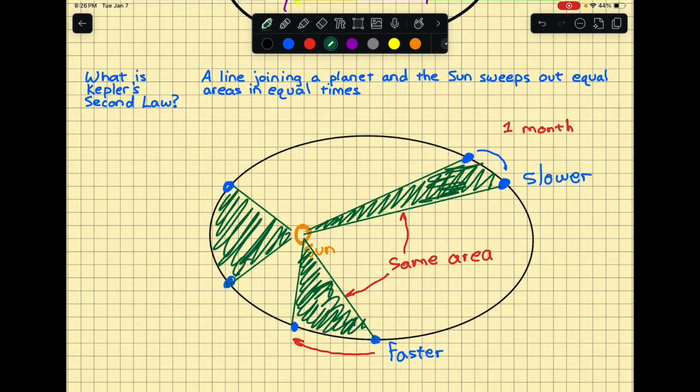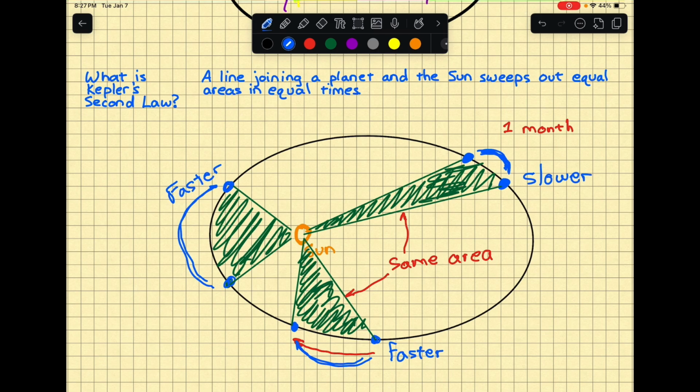So what his law is saying is that in a 1 month period, when we're out here away from the sun, we're going to travel a slower or shorter distance within that period. As we get closer to the sun, during that 1 month period, the planet's going to move further. It's actually moving faster closer to the sun.